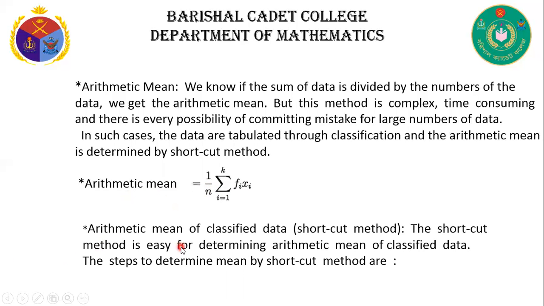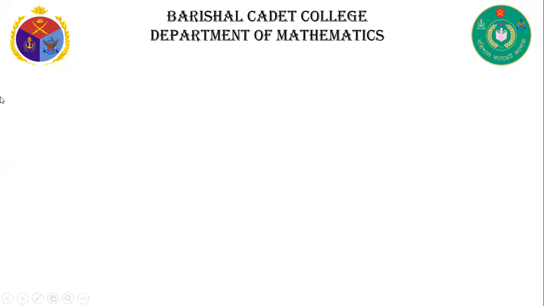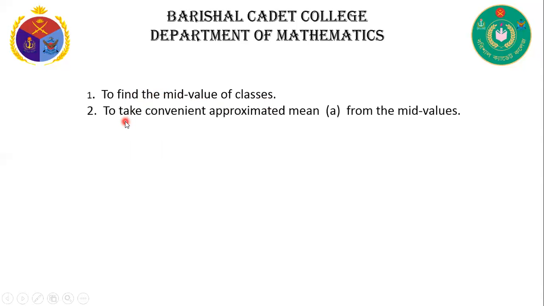Now, arithmetic mean of classified data, or the shortcut method. The shortcut method is easy for determining the arithmetic mean of classified data. The steps of determining the mean by the shortcut method are: number one, to find the mid value of the classes. So firstly, we find the mid value of the classes. Then number two, to take a convenient approximate mean from the mid values. Secondly, we find the approximate mean A from these mid values.